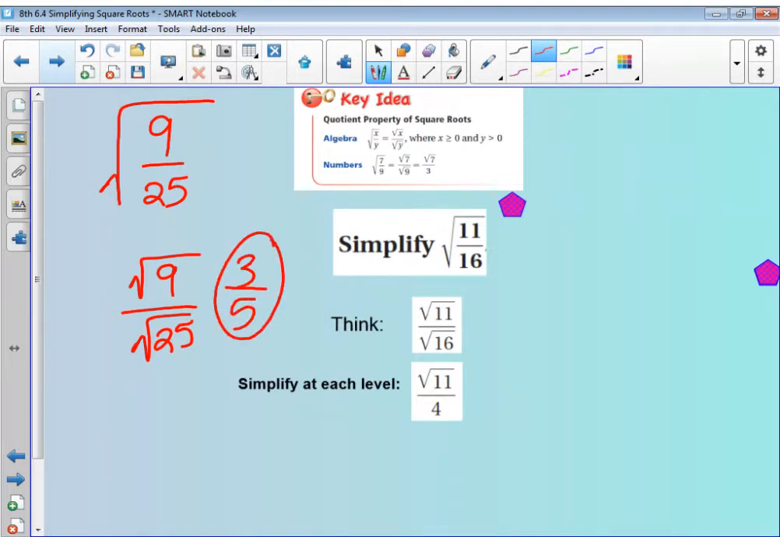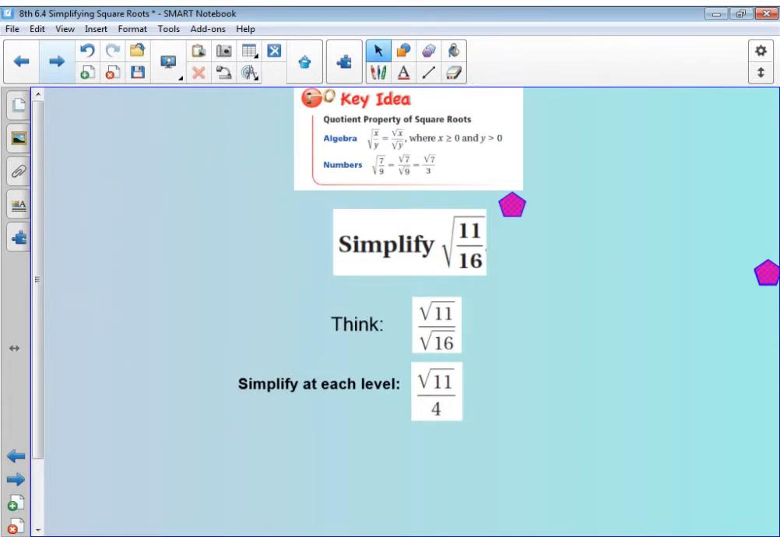So we're going to still use that same concept, but sometimes they're going to be leaving that square root as a non-perfect square. So we're going to have to check to see, does it break down any further? And if not, then we're just going to leave it as that square root within our fraction.